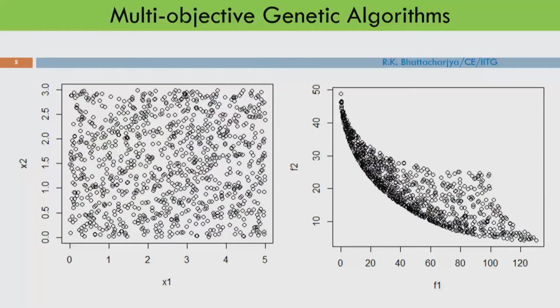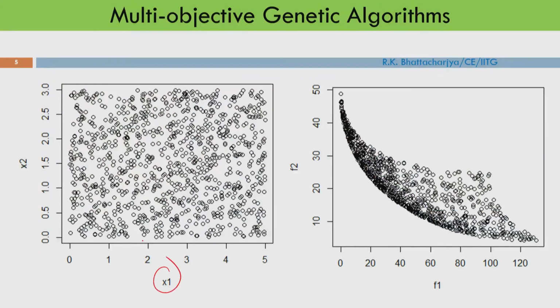So, here I have shown you two search spaces. One is the variable search space. In this problem I have two variables, x1 and x2. x1 is between 0 and 5 and x2 is between 0 and 3, and these are some of the solutions randomly generated over this search space.